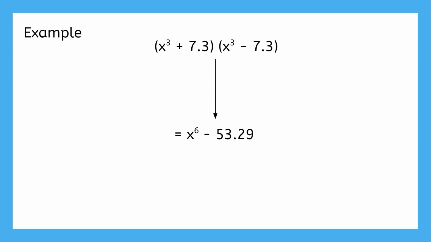Any almost identical binomial pair can create a difference of squares, even ones with higher degrees. x cubed squared is x to the 6th power, and 7.3 squared is 53.29. Would we typically be able to identify this as a difference of squares? Probably not. But by knowing what happens when we multiply nearly identical binomials like these, it keeps us from doing unnecessary work for terms that will just get canceled in the end either way.